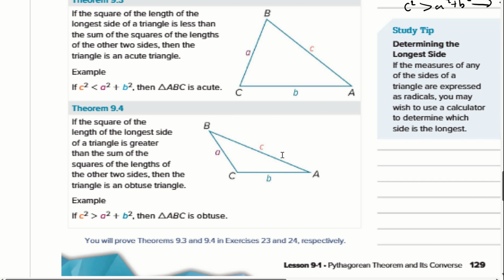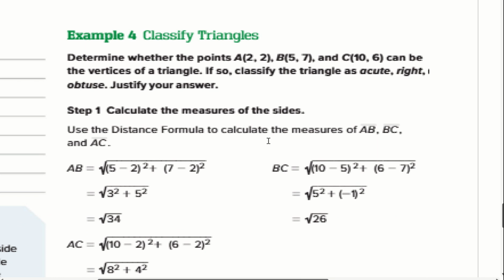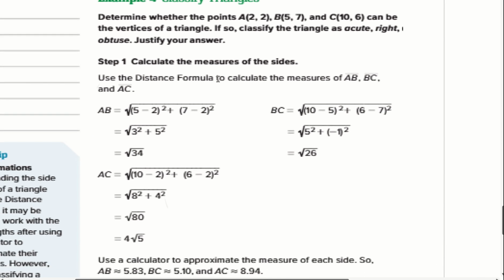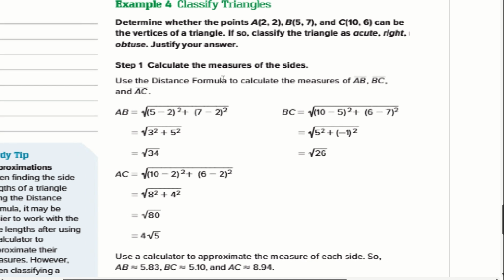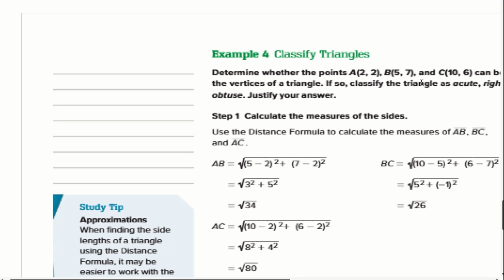All right, so let's look at an example. Example 4. Classify triangles. Determine whether the points A, B, and C can be vertices of a triangle. If so, classify it as acute, right, or obtuse. Justify your answer. All right, so we got here ourselves, and actually let's go ahead and quickly graph that, all right? So let's just make a quick graph since they don't graph it for us.